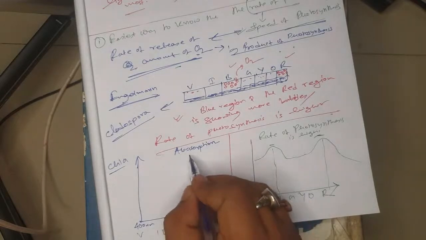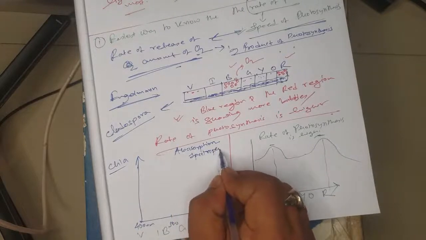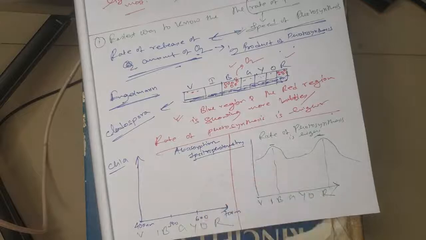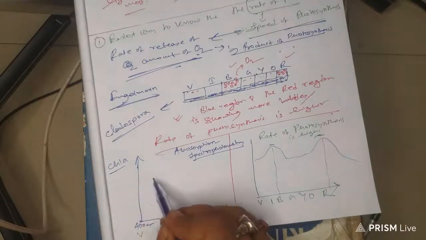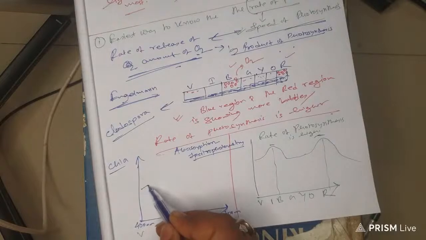This graph is derived from absorption spectrophotometry. Now if you remember, in the biomolecules chapter I told you what spectrophotometry is. I don't know how many of you remember that spectrophotometry can determine the light absorbed and light emitted. Obviously, if I plot in terms of absorbance for chlorophyll A, the region of absorbance was like this.